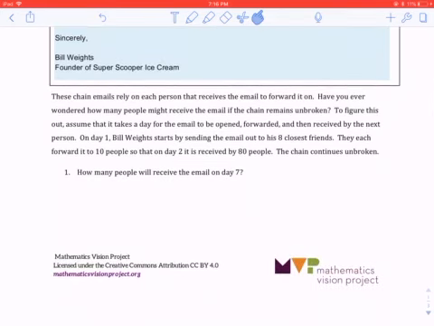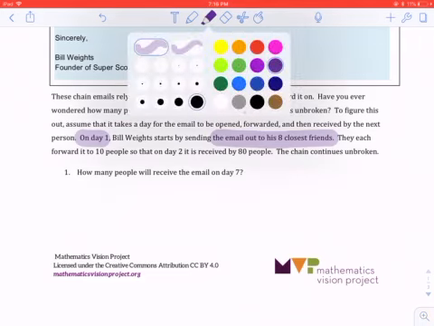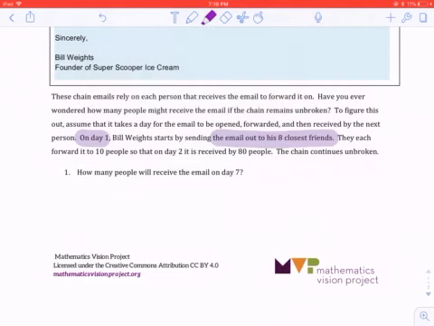So, chain emails rely on each person that receives the email to forward it on. If you ever wondered how many people might receive it if the chain remains unbroken, we're going to figure it out. So on day 1, Bill starts by sending out the email to 8 of his closest friends. At that point, they forward it to 10 people. And on day 2, it is received by 80 people. And the chain continues unbroken.